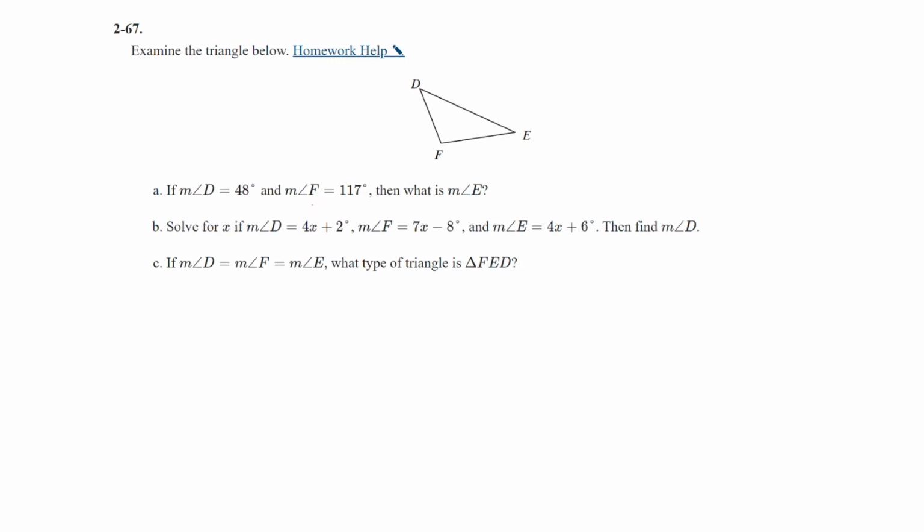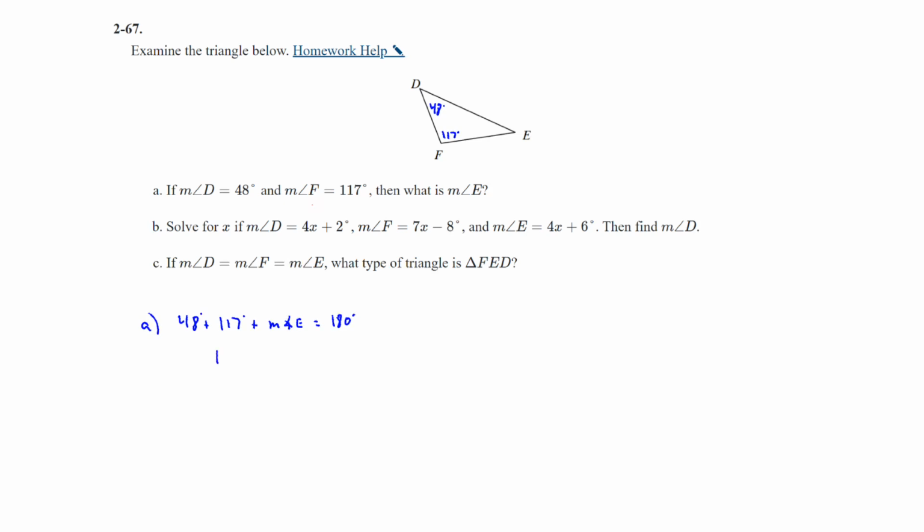Question 67, examine the triangle below. If the measure of angle D is 48 degrees, and the measure of angle F is 117 degrees, then what is the measure of angle E? Well, because the sum of the angles of a triangle are equal to 180, we know 48 degrees plus 117 degrees plus the measure of angle E is equal to 180 degrees by the angle sum theorem.